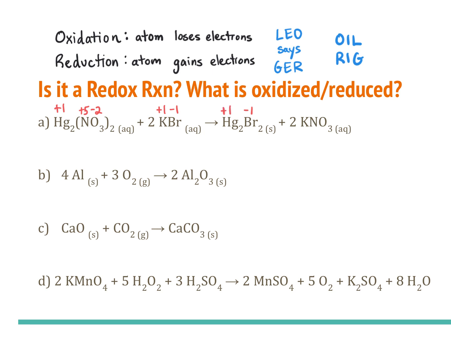And the potassium nitrate, my other product, this nitrate polyatomic ion is in the same condition it was in the reactants. So that suggests that the oxidation numbers are going to remain -2 and +5 and +1 for the potassium. And that should work out. So if I look at this reaction from beginning to end, mercury stays +1, nitrogen +5, oxygen -2, potassium stays +1, bromine stays -1. Therefore, I would say no, this is not a redox reaction.